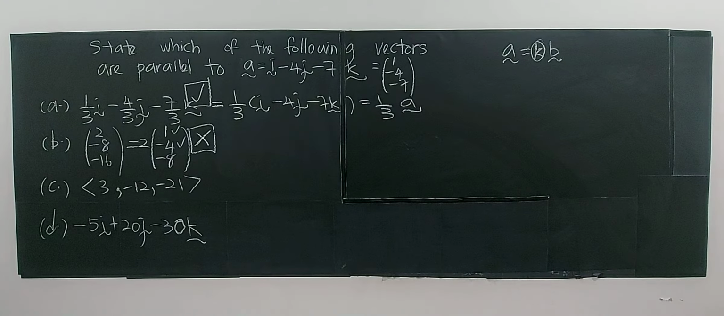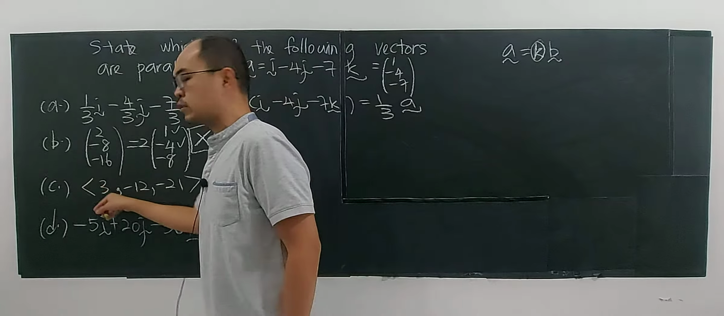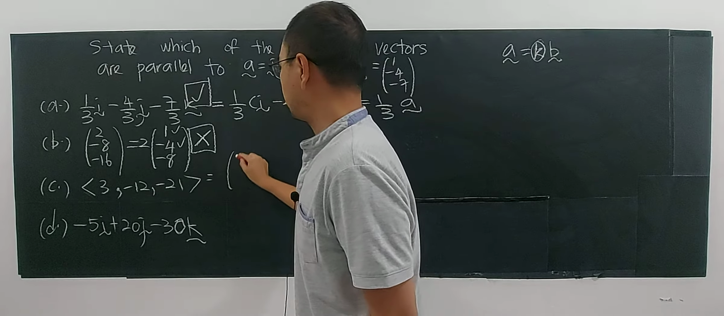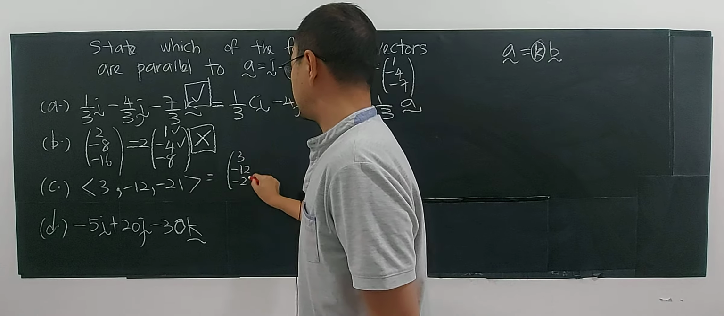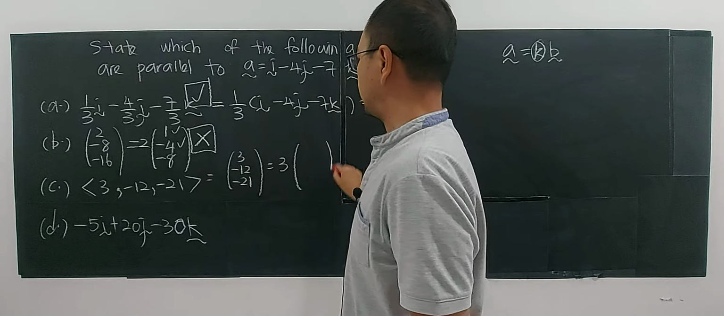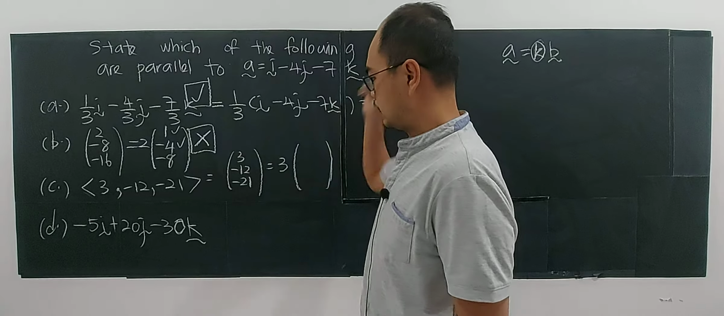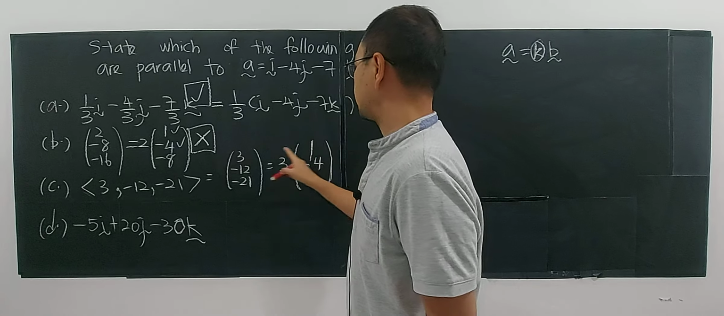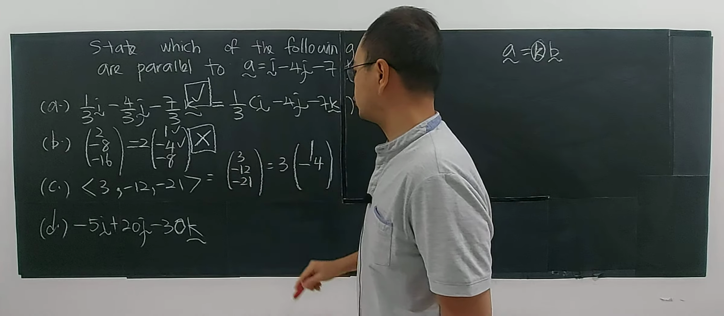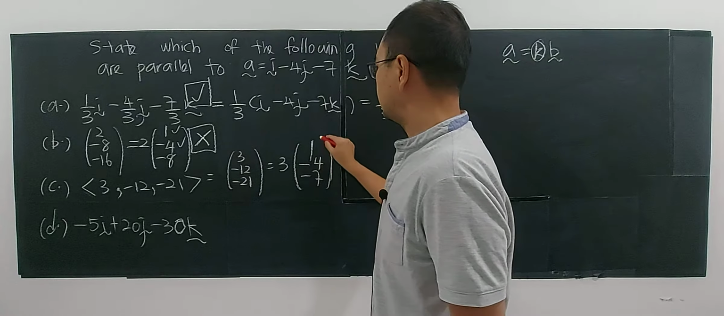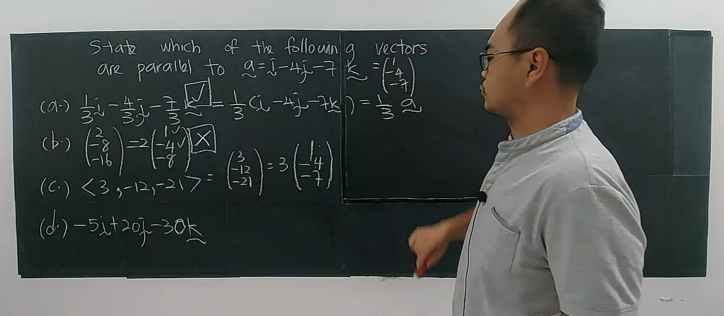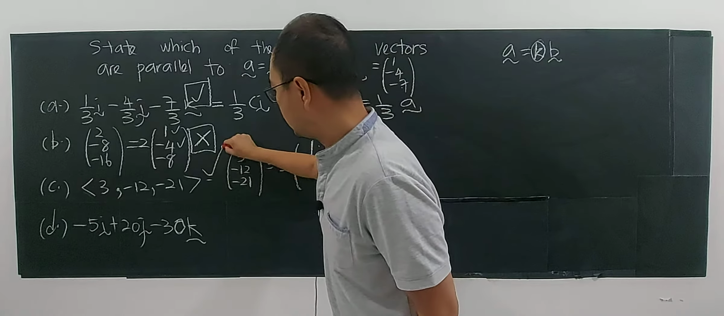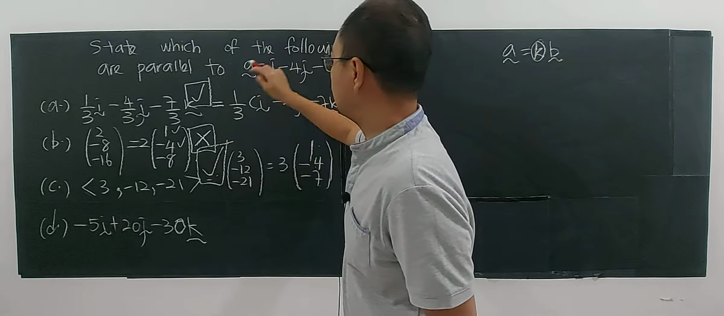So let's look at the C here. Very simple. C is another way, just to remind you, of writing a vector in this form. Usually I love to write in column vector. Okay, -21. So I can factor out the 3, just the highest common factor here. We will have 1, negative 4, 3 times 1, 3, 3 times -4, you have -12, 3 times -7. You can see that 1, -4, -7. So it means that this can be rewritten as 3 times the vector A. So this is also a vector which is parallel to vector A.